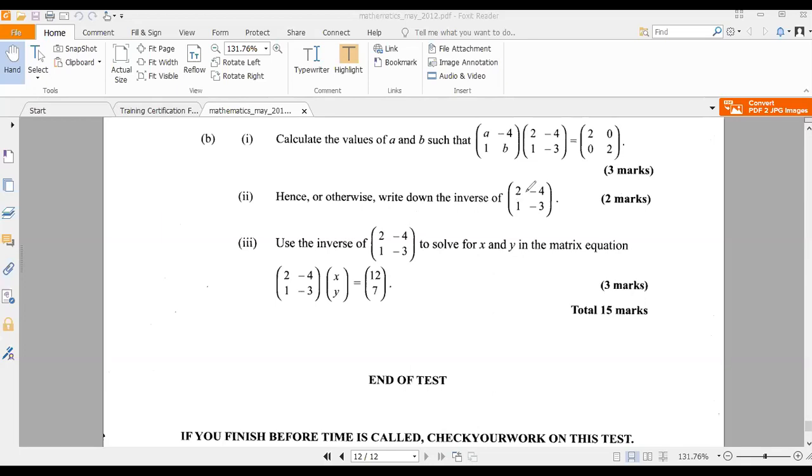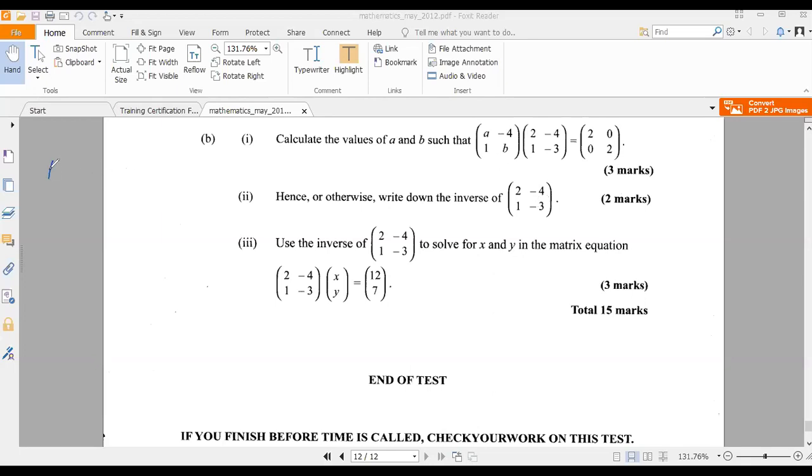Now, they say we should find the inverse of the matrix 2, -4, -1, and 3. By now, everybody should know how to find the inverse of a matrix, right? Talk to me. How will you find the inverse of a matrix? Go back to your notes and see. It's one over the determinant, right?